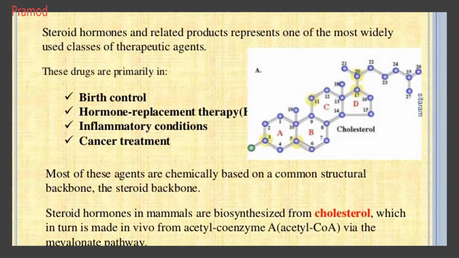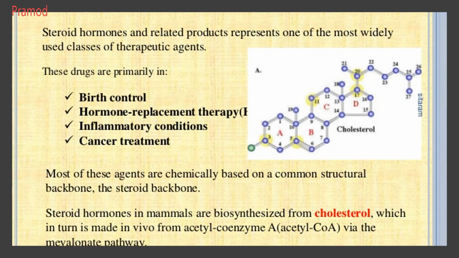So today's topic is hormones. Steroidal hormones represent one of the most widely used classes of therapeutic agents. They are drugs primarily used in birth control pills, hormone replacement therapy, inflammatory conditions, and cancer treatment. These are the basic uses of steroidal hormones, and all of them are synthesized from cholesterol. Cholesterol is the basic thing from where all steroid hormones are synthesized.